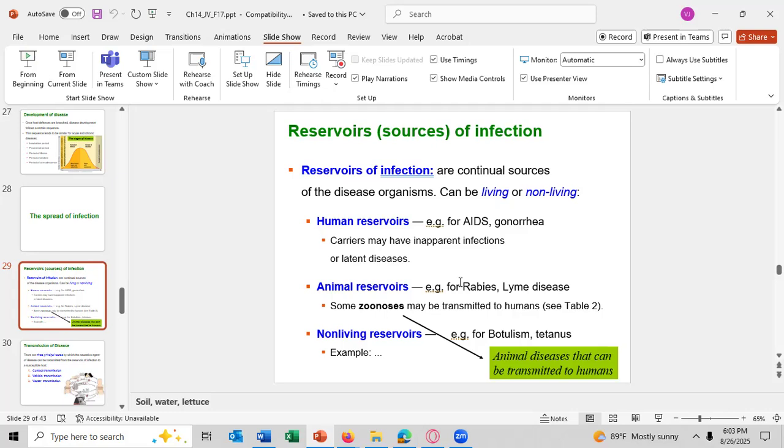Some zoonoses may be transmitted to humans. A zoonoses is an animal disease that can be transmitted to humans. Rabies would be a zoonoses. Any question about any of that? Can anyone name another zoonoses? An animal disease that can be transmitted to humans?